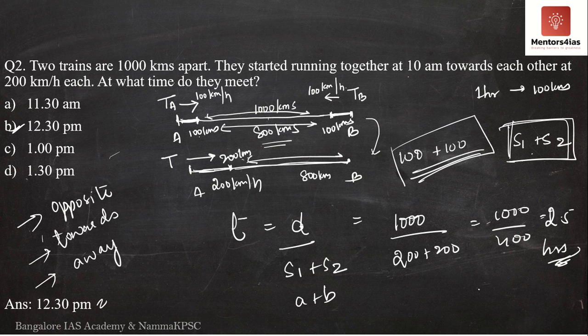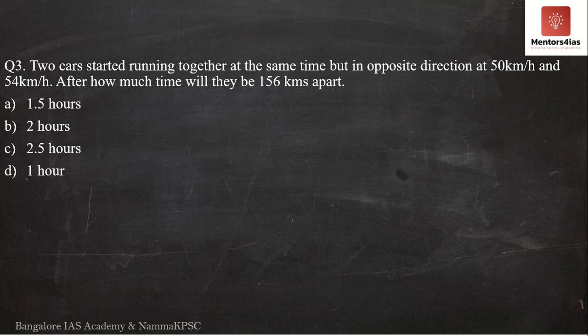I hope you understood this. Let's move on to the second question. Now see here, the question says two cars started running together at the same time but in opposite direction at 50 kilometers per hour, S1, and S2 is 54 kilometers per hour. After how much time will they be 156 kilometers apart?